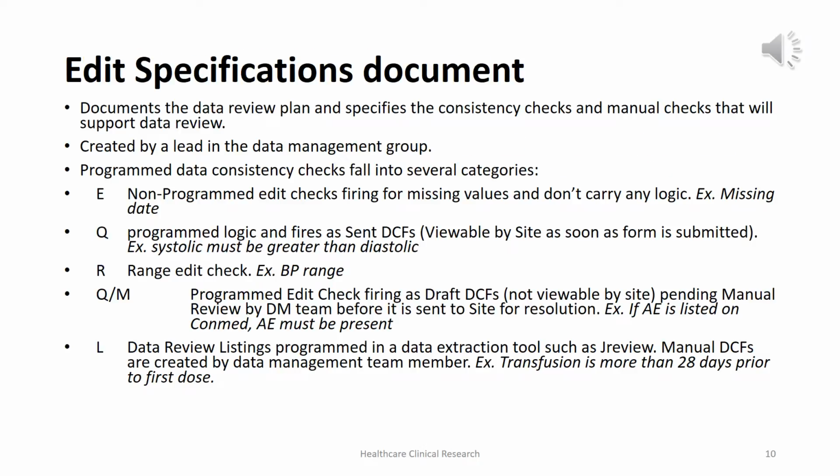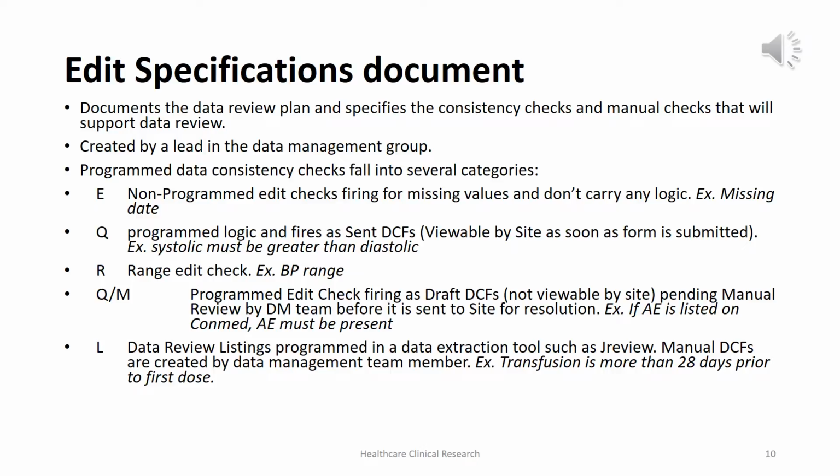One of the components in the query writing process is the edit checks that exist and fire on data discrepancies. These are documented in the edit specifications document. This document documents the data review plan and specifies the consistency checks and manual checks that will support our data review efforts. It's created by a lead person in our data management group. And these programmed edit checks fall into several categories. So let me explain each one.